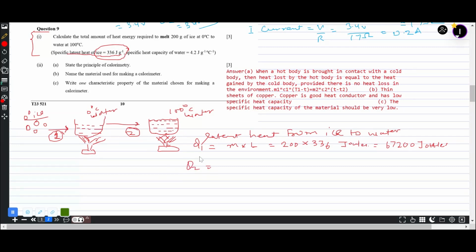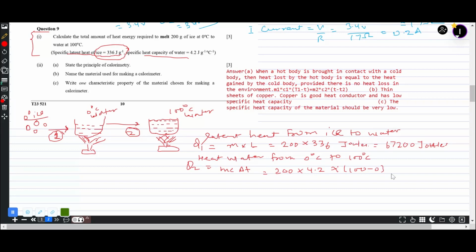So Q2 is the heat supplied for heating water from 0 degree centigrade to 100 degree centigrade. Now we are actually heating water. That is my Q2. That is going to be mc delta T. What is the mass of my water? That is 200 gram. What is C? Specific heat capacity of water is given, that is 4.2 joules per gram per centigrade. And what is delta T? Change in temperature, that is 100 minus 0.